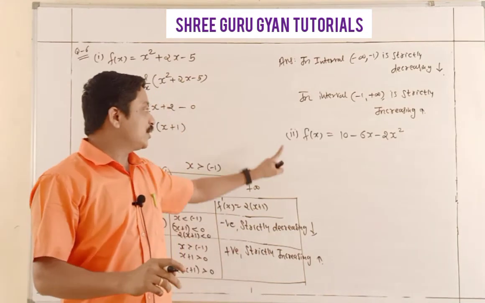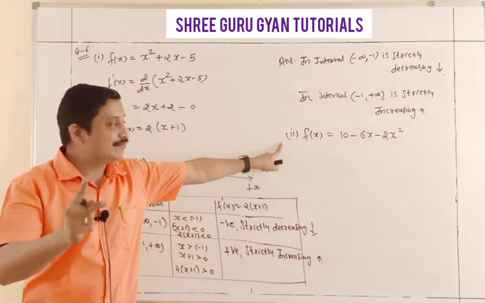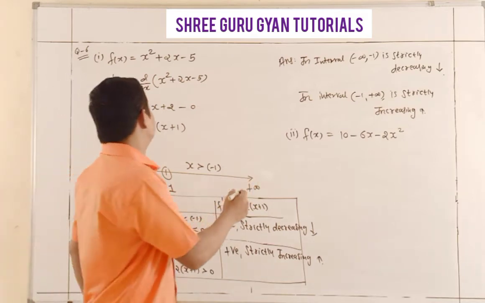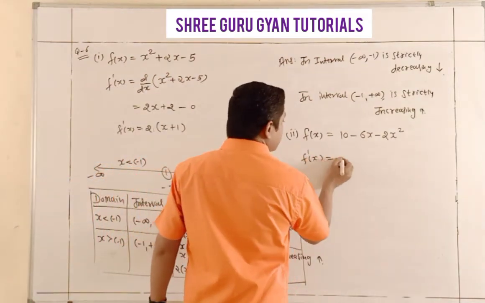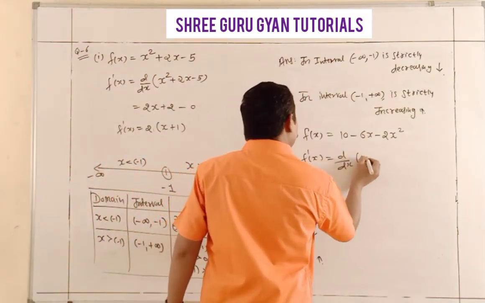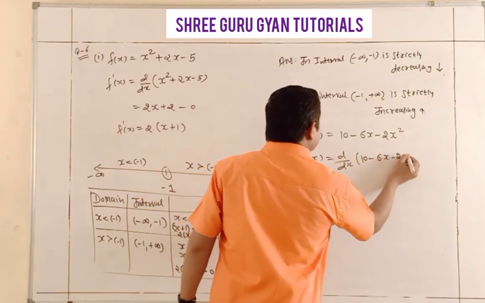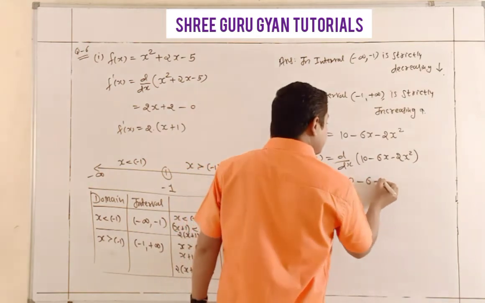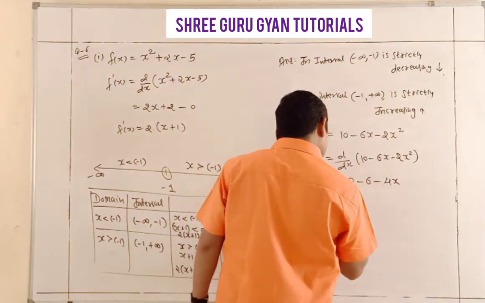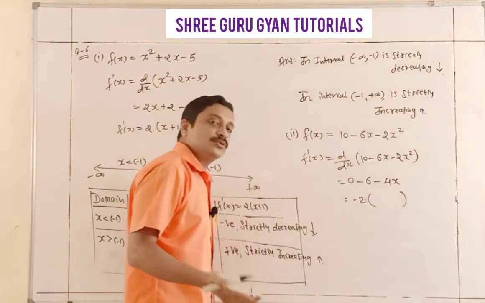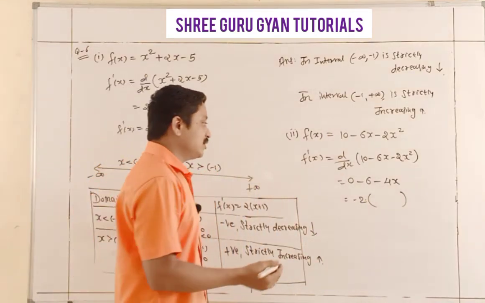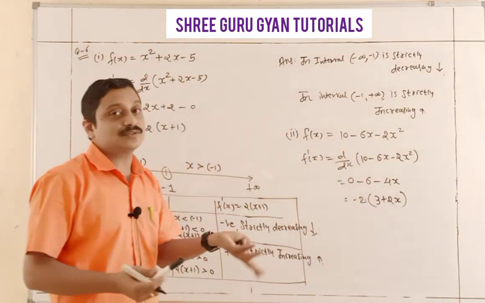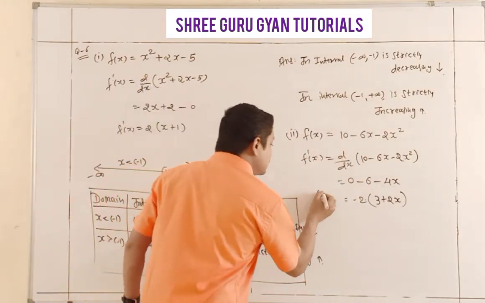Now students, I am going to the second one. f(x) is given as 10 minus 6x minus 2x squared. Same, apply. Directly taking f dash x, which is d dx of 10 minus 6x minus 2x squared. Apply that: 0 minus 6 minus 2 into 2x, that is 4x. Students, minus 2 you take common. You have the remaining 3 plus 2x. Correct? No? 3 to the 6, 2 to the 4. And here your first derivative is over.